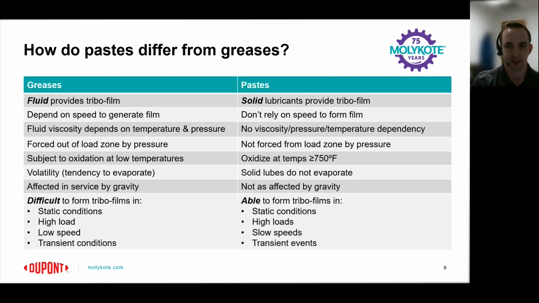So again, greases and pastes may appear similar. However, they're used in many different applications.